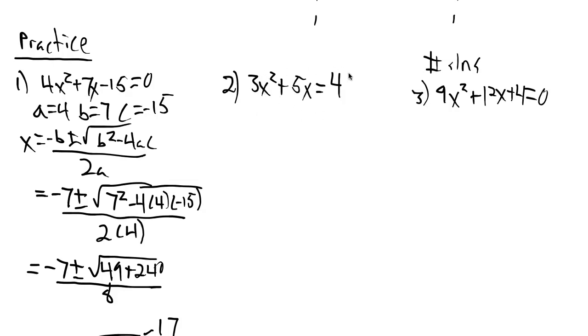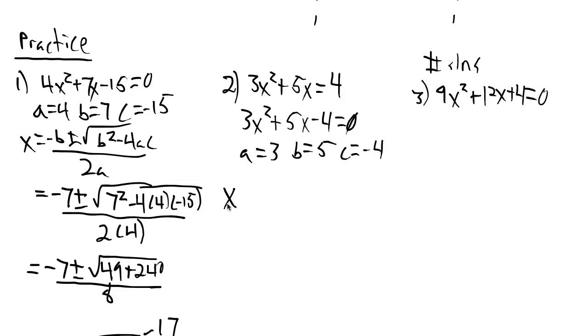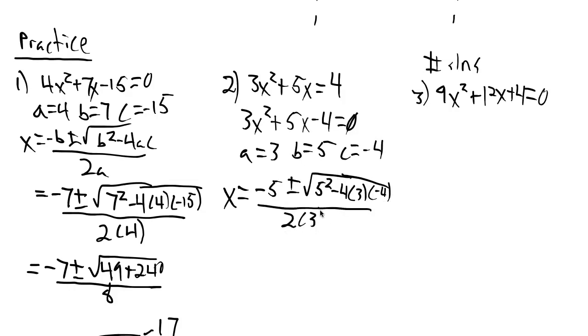So first, notice that we don't have this equal to 0. The steps for solving an equation still are important. We have to get that 4 over to the other side before we can begin. Now that this is equal to 0, we can solve. So we get a is equal to 3, b is equal to 5, and c is equal to negative 4. So we get x is equal to negative 5 plus or minus the square root of 5 squared minus 4 times 3 times negative 4, all over 2 times 3.